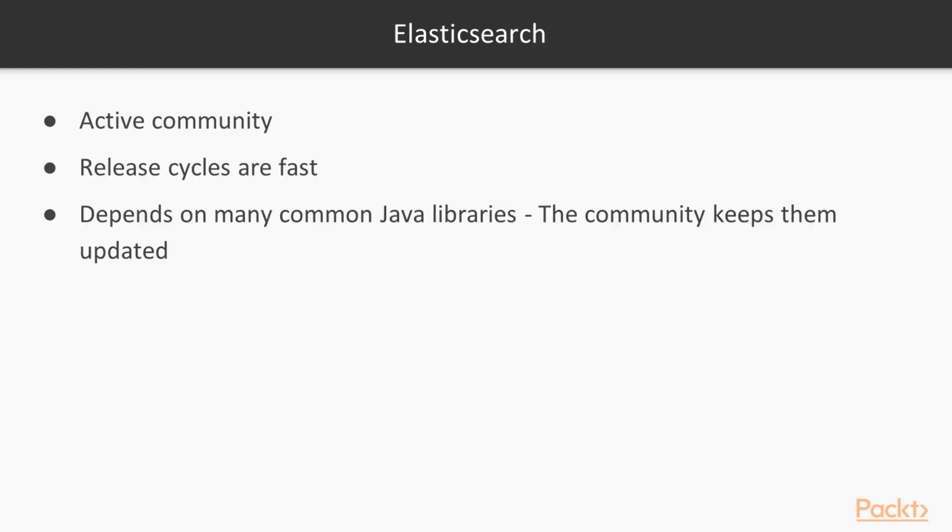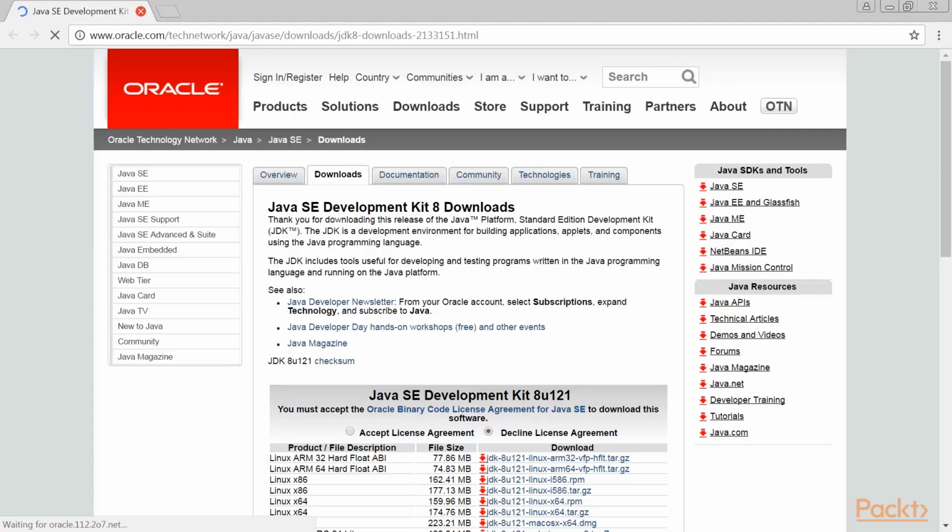In this video, we're going to take a look at downloading Elasticsearch from the web. Elasticsearch has an active community, and the release cycles are very fast. Because Elasticsearch depends on many common Java libraries, the Elasticsearch community tries to keep them updated and fixes bugs that are discovered in them and in Elasticsearch core. For these reasons, if it's possible, the best practice is to use the latest available release.